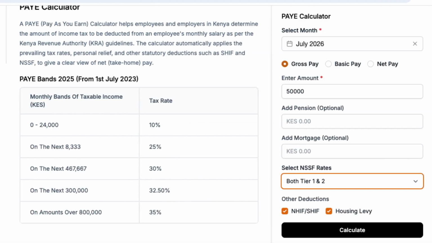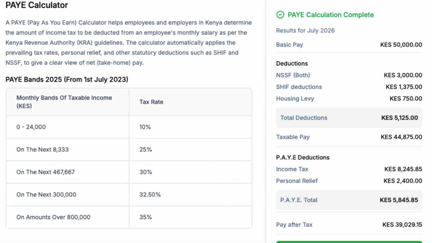Now let's assume that this employee does not have any mortgage interest or additional pension contributions. So we simply leave those two blank, and most employees don't have those two. So we shall leave them blank and then calculate again. Now in this case, using the same process, you can see that the employee's pay after tax or the take home is 39,029.